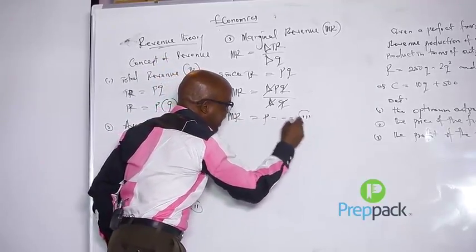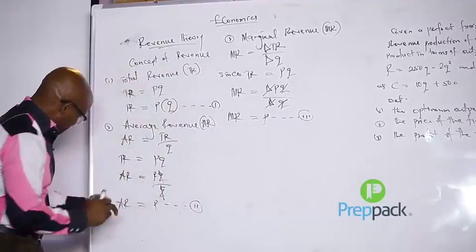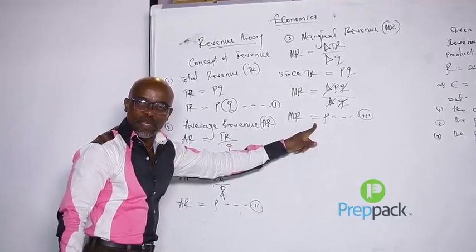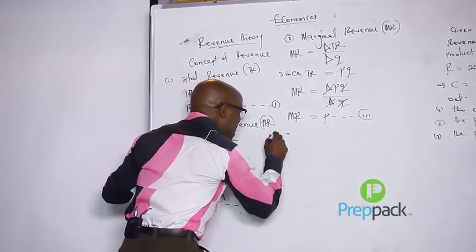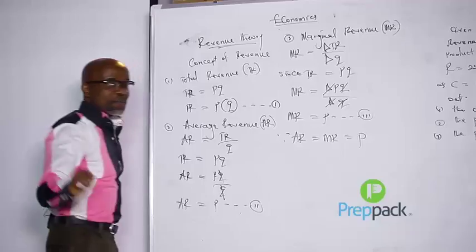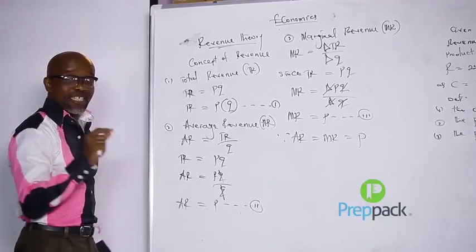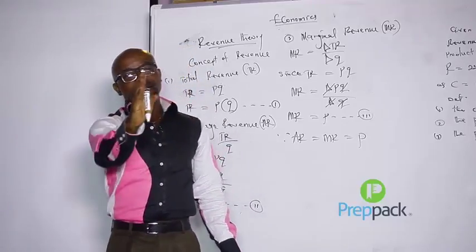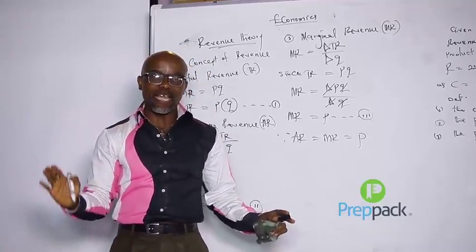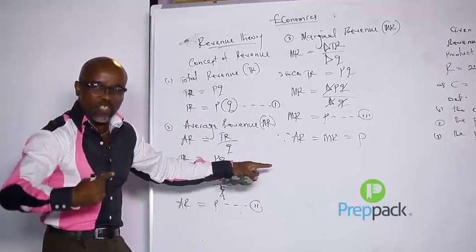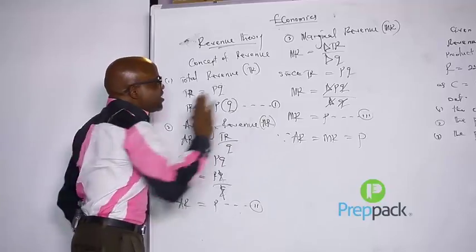Call this equation 3. Now, let me take you back again. AR equals P. MR equals P. What does that mean? It simply means that AR equals MR equals P. But remember, this condition is only applicable in a perfect market. Not in monopoly, but perfect. So in a perfect market, the condition says your AR equals your MR equals your P. All right, so that is just the simple version.